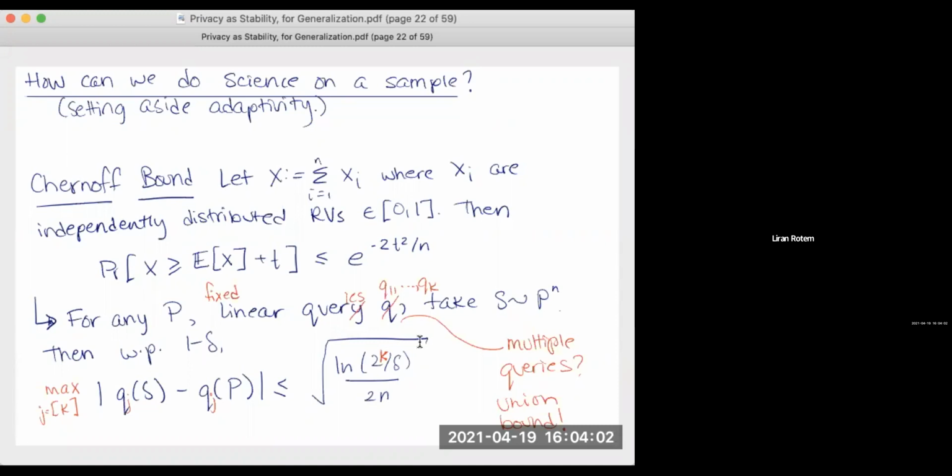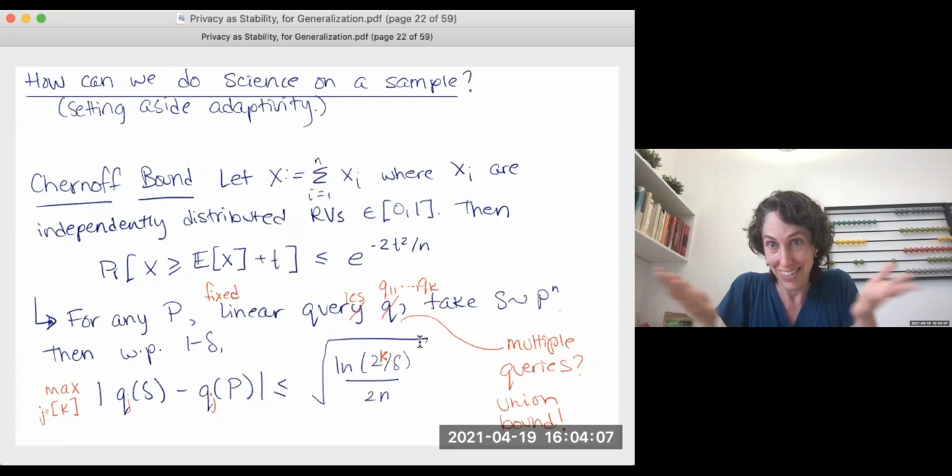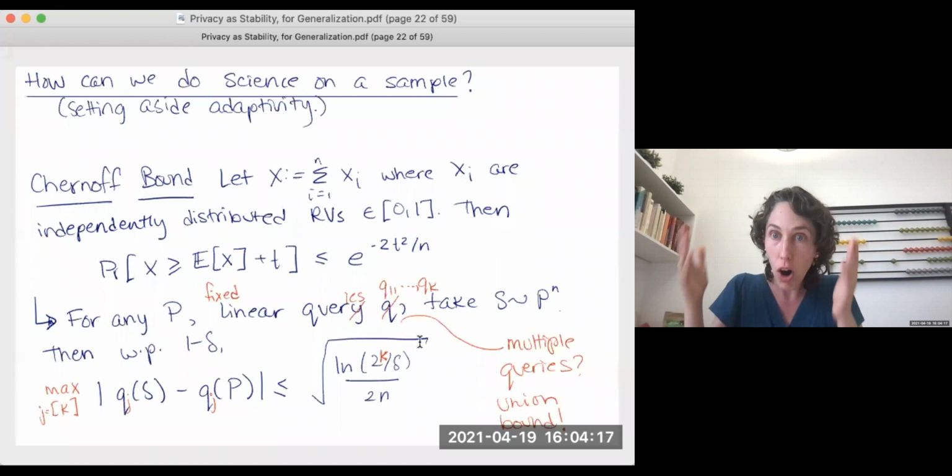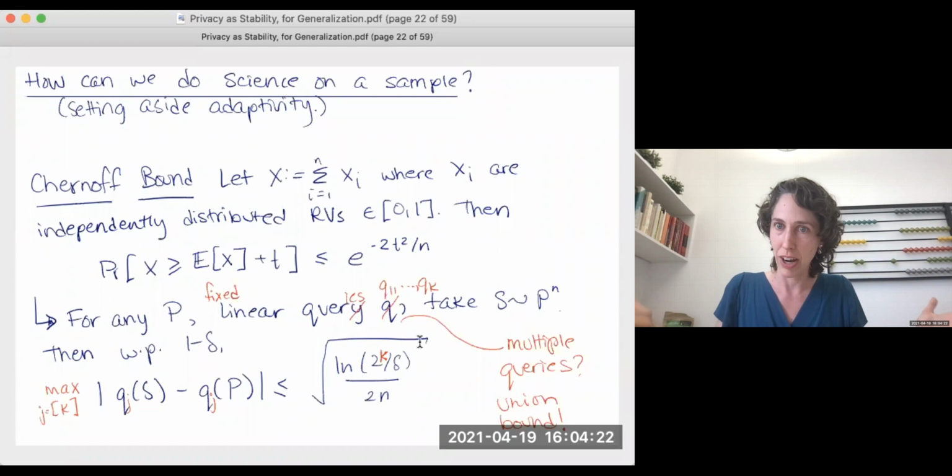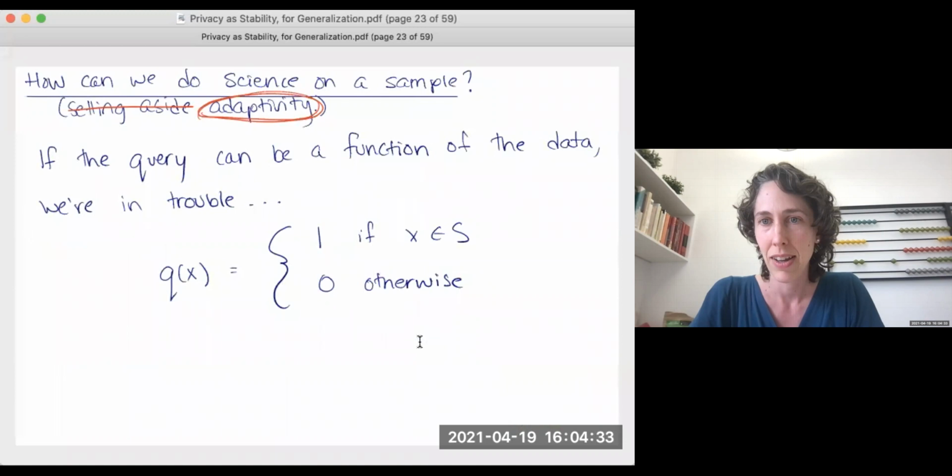Exponentially many. Yeah, it was so obvious you didn't want to say, but it's amazing, it's beautiful. It says that if you have a sample, you can answer exponentially many queries on the sample and have them all be good for the underlying distribution. It's spectacular, right? Okay, and that was our goal. Problem solved, we're happy, right? We can do science on a sample, except for adaptivity, and adaptivity can lead us terribly astray.